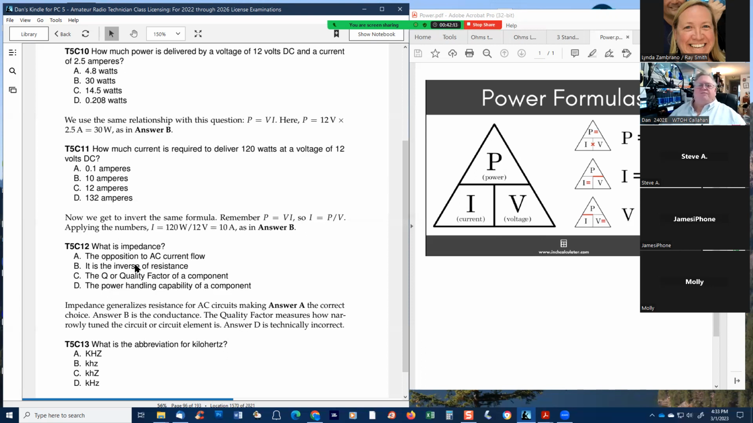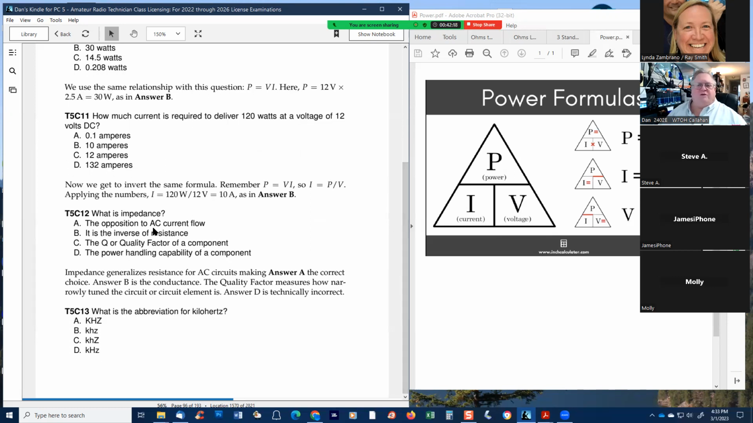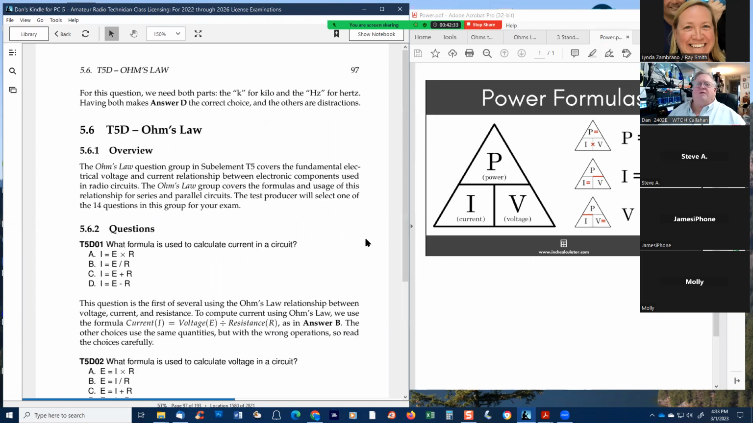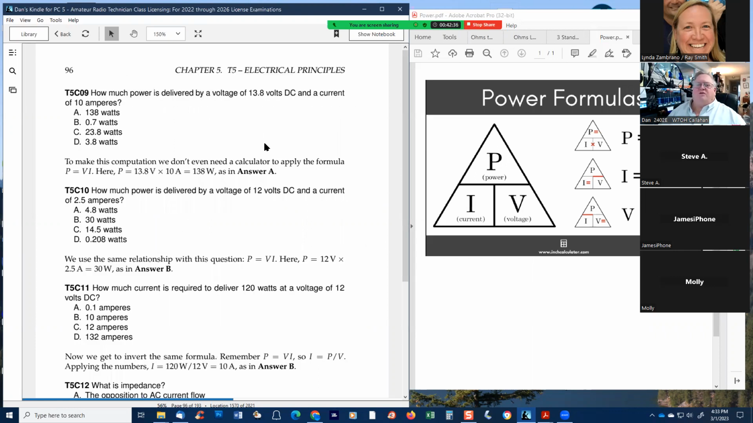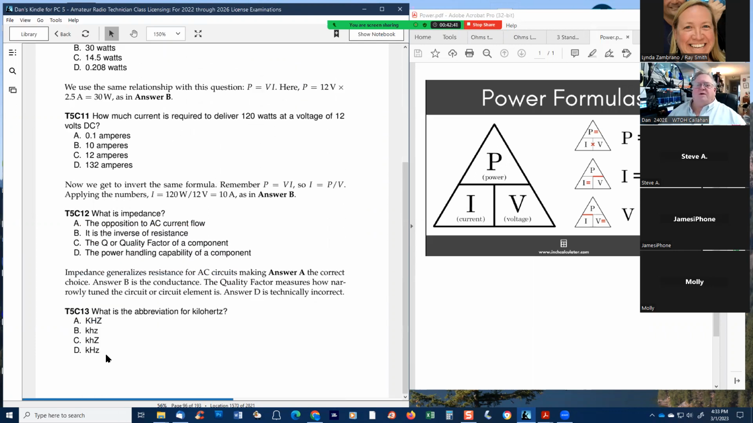What is impedance? An impedance is a particular kind of resistance. It's the opposition to alternating current flow. And the next one is, what's the abbreviation for kilohertz? Let me scroll down. The little k, and then a capital Hz. So here's kilohertz.